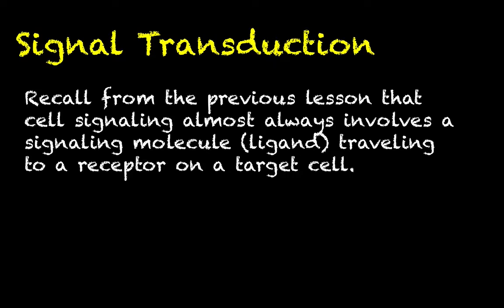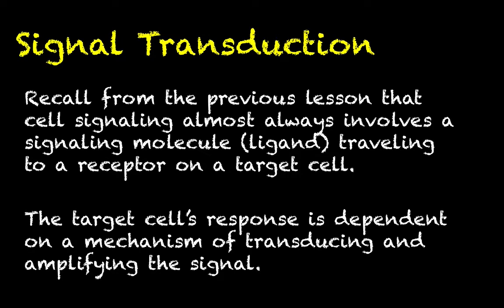So in the previous few videos we have talked about how pretty much every type of cell signaling is going to involve a signaling molecule, whether it's a hormone, neurotransmitter, or miscellaneous, traveling to a target cell which has a receptor for that particular ligand. So the target cell's eventual response, which we laid out in a couple of the previous videos, is going to be dependent on the actual mechanism of transducing and amplifying the signal.